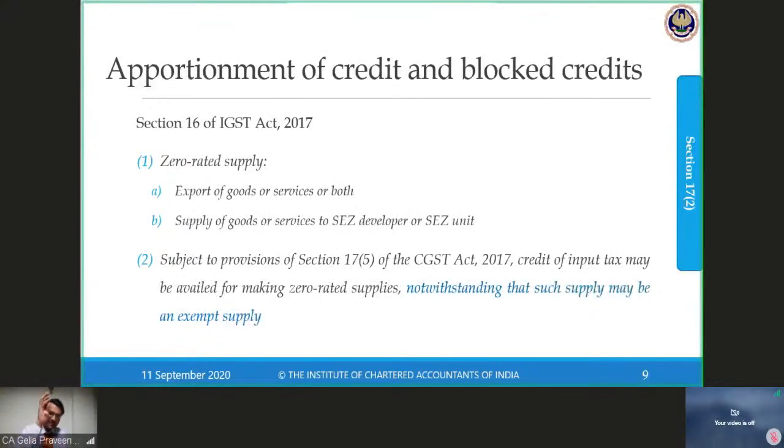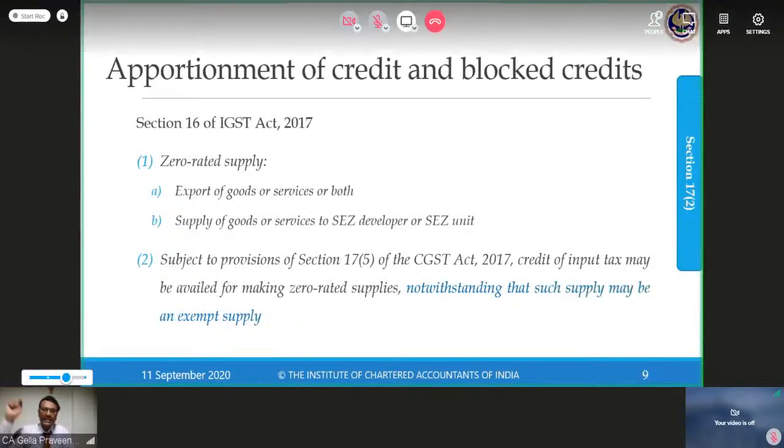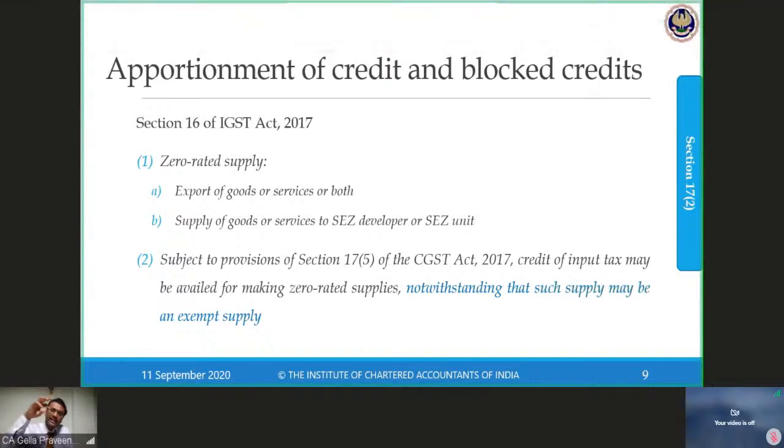Rice is exempted under notification 2 of 2017, exempted, nil rated tax. When I look into definition 2(47), anything which is nil rated, rice being nil rated, 2(47) comes in. The moment I say nil rated, the question is input tax credit. Because you are buying goods which have nil rated tax, my input tax is restricted under section 17, subsection 2. If you go back to the previous slide, it says input tax is restricted only to the extent of taxable supply and zero rated supply.